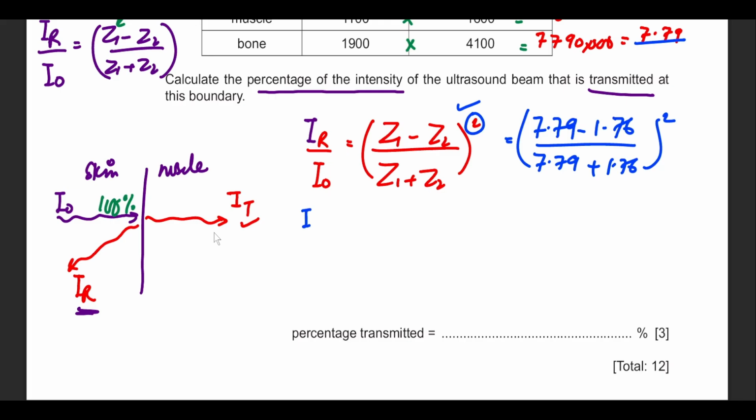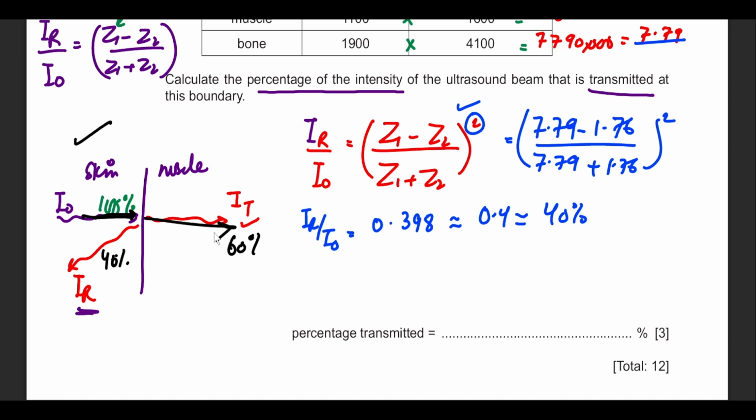So the reflection coefficient I/I0 comes out as 0.398, which becomes 0.4, or 40%. This means that out of that 100%, 40% got reflected back, going back into the same tissue. But if 100% was sent to the boundary, then it must be true that 60% is still being transmitted. So this is our reflection coefficient.